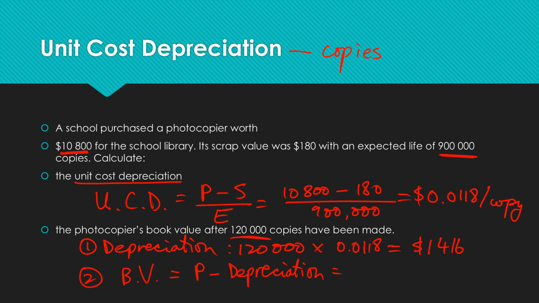$1,416. The second part then is to look at the book value after the depreciation. We start off with a certain amount, which is $10,800, and we're going to subtract out how much we're depreciating because that's how much we're losing. Once we put this in, we should see that we have $9,384 left.